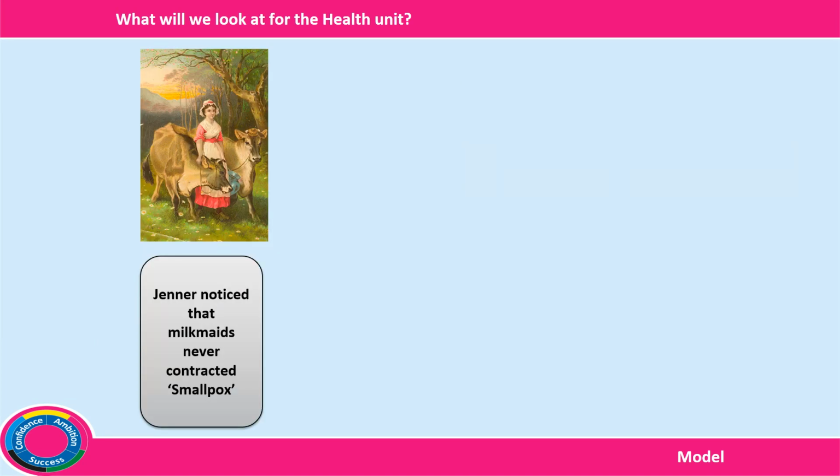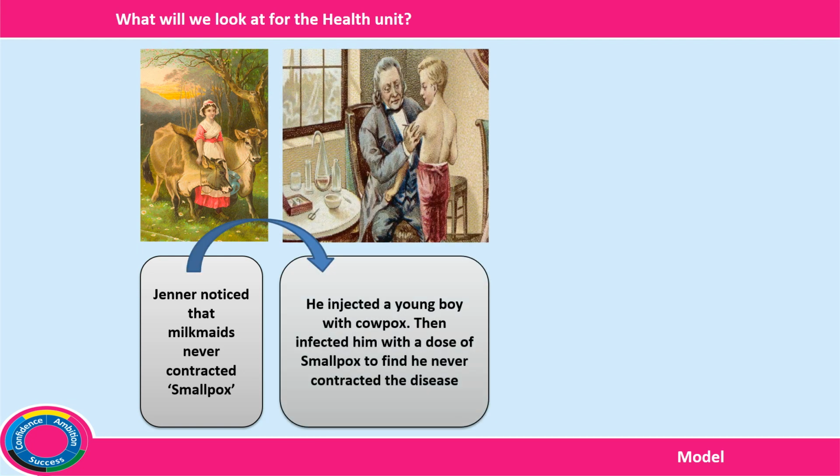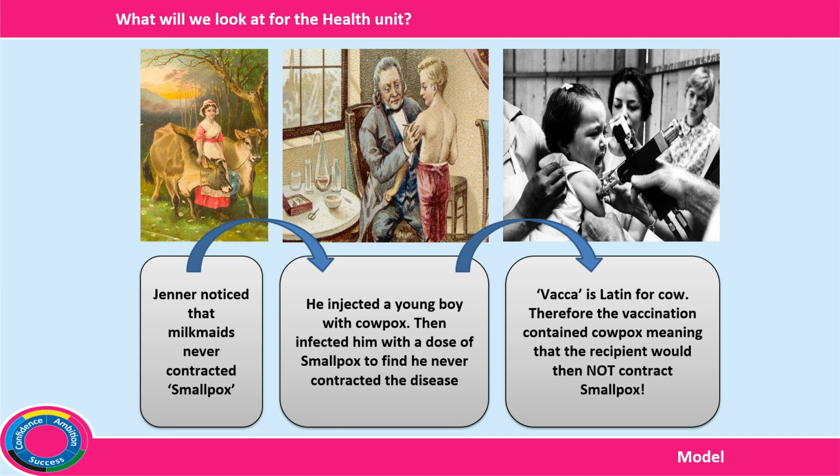So let's have a little look at what he did. So we start off with Jenner noticing that milkmaids never contracted smallpox. So he uses an observation. He then decides to inject a young boy with cowpox and then infect him with a dose of smallpox. Now, he finds that the boy never contracted the disease. We then move on, and this is where we have some more developments. The vaccination contained cowpox, meaning that the recipient would then not contract smallpox. And the reason it's called vaccination is because vacca is Latin for cow. That's the reason it is called a vaccination.